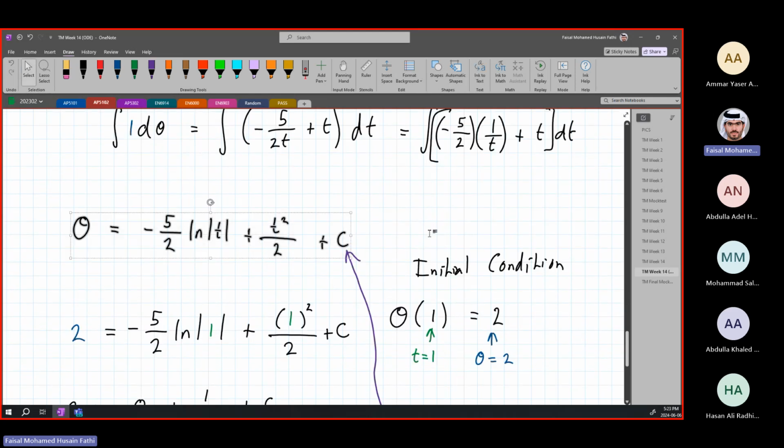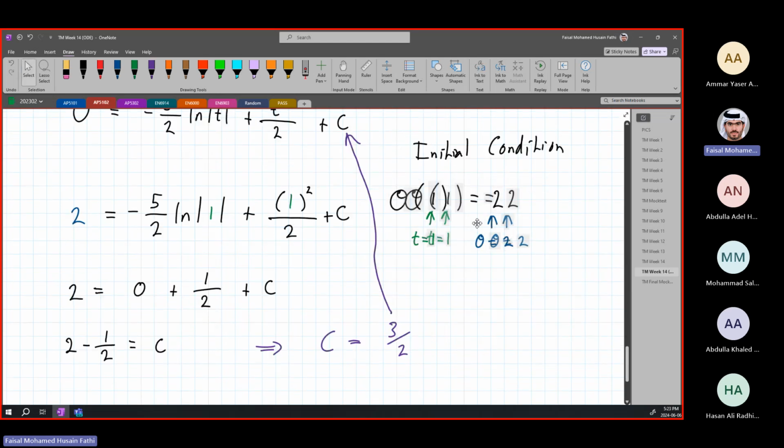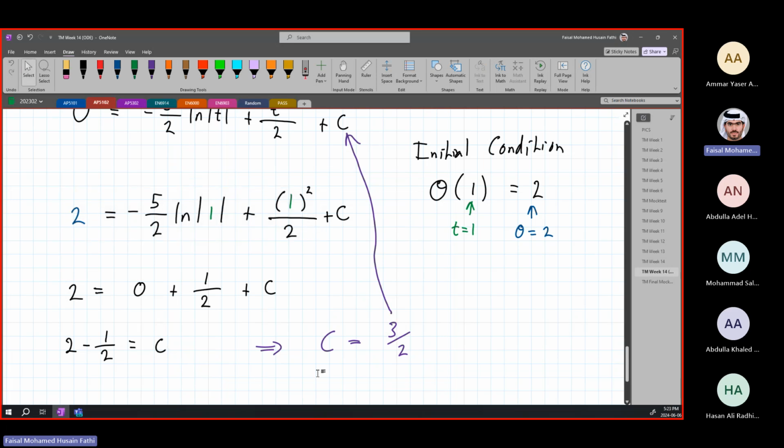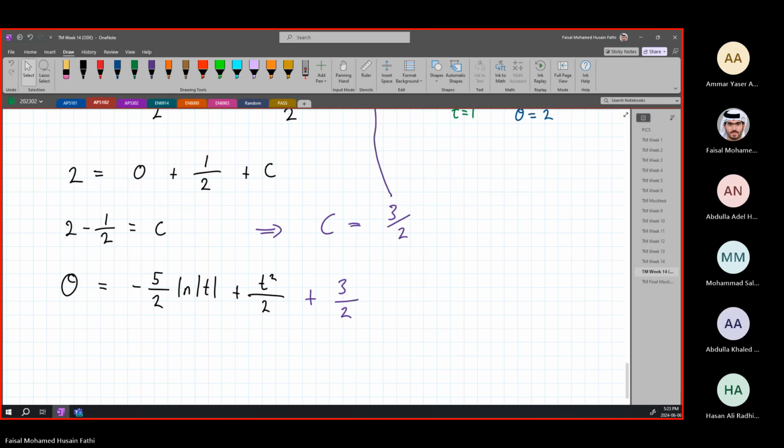This is how you would solve it up to here, up to this point. This is a correct answer if you are not given initial conditions. If you are given initial conditions such as here, all right, then you're going to have to plug in these values into the equation to find your c value, and then plug it in back into your original equation to get your final solution. Okay?